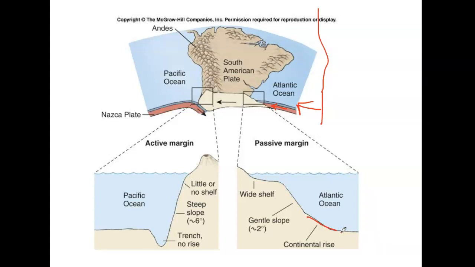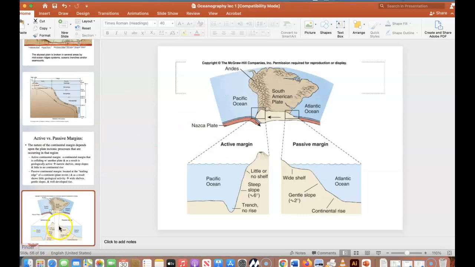That will make a huge difference on what the continental margins are going to look like in an active versus passive setting. So that's it for this one. We will be back for the second oceanic lecture, which is going to go more into underwater chemistry, which will be important for understanding how our marine organisms survive in this environment. All right.